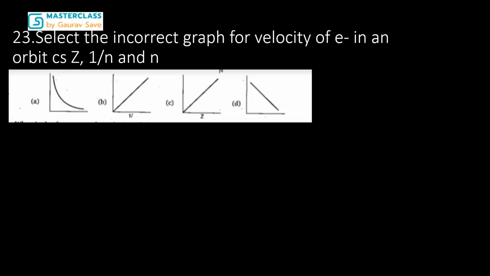Next, select the incorrect graph for the velocity of an electron. Okay, guys, there is one problem in this question. This question is not complete. They should have written something over here, but nothing is here. So this question is incomplete, so you can skip this for now.